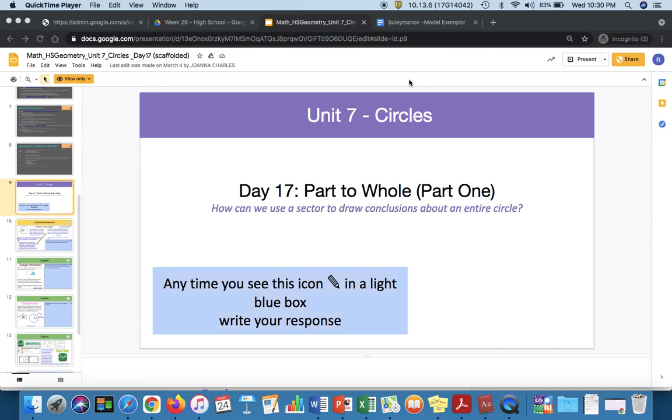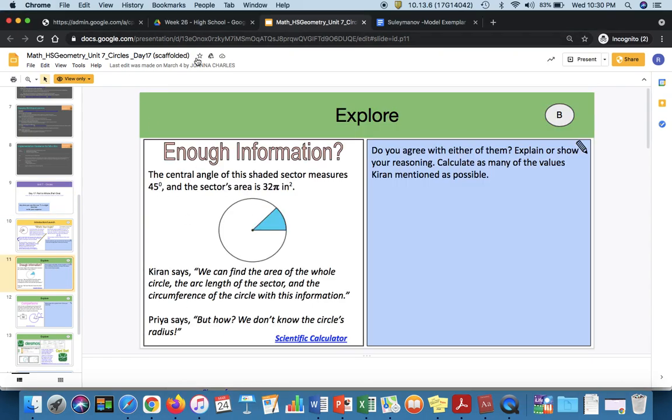Part 1: how can we use a sector to draw conclusions about an entire circle? So in this lesson, I'm going to slide 11, and there's a great exploration activity here where we're asked if we have enough information.